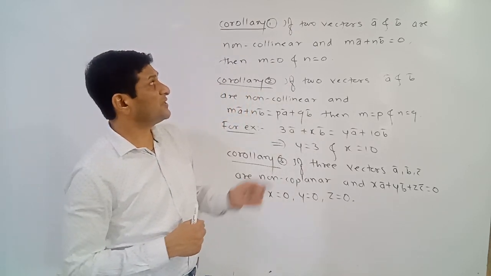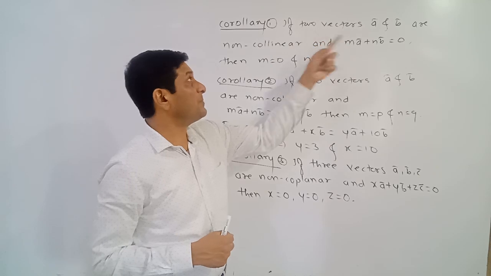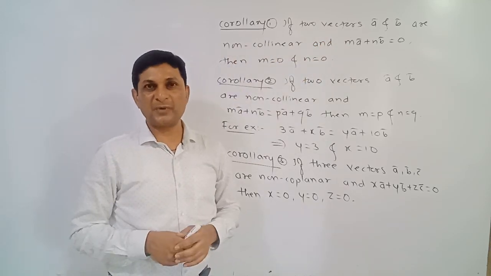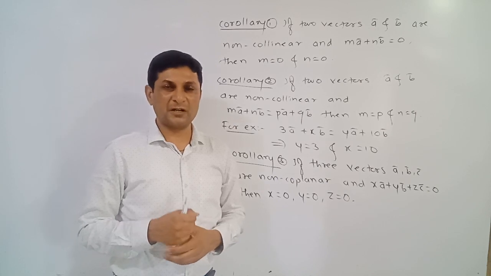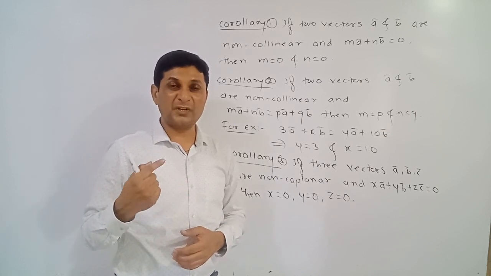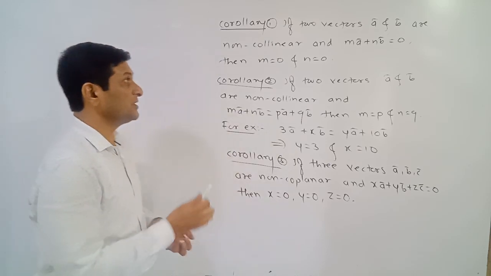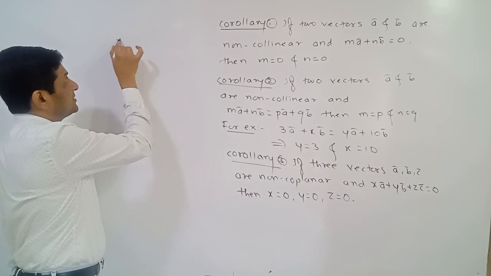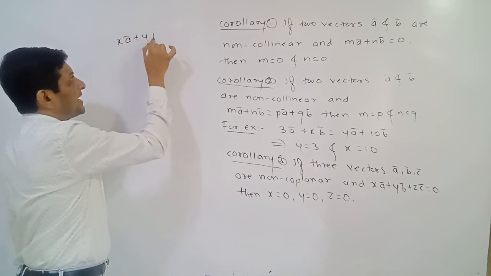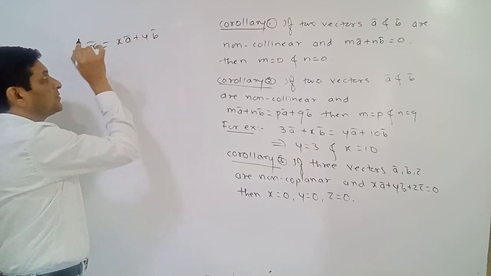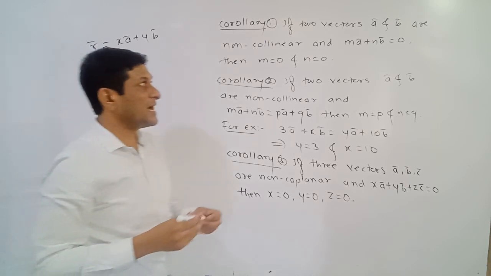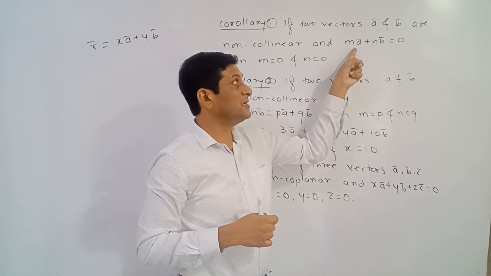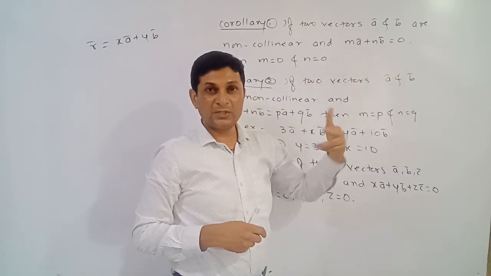So see, in the first corollary, two vectors A bar and B bar are non-collinear. Our second theorem says that if A bar and B bar are non-collinear vectors, then their linear combination is definitely a new vector. What we proved in the second theorem: if A bar and B bar are non-collinear vectors, then their linear combination xA bar plus yB bar is a new vector, which we denoted by R bar. But here they are saying that if A bar and B bar are non-collinear vectors, then their linear combination is 0, which is not possible.